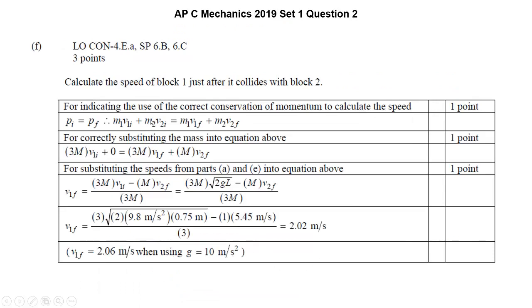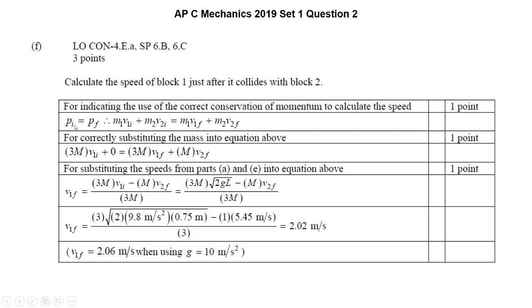Now they want to know the speed of block 1 just after it collides with block 2. Well, we're talking about a collision here, right? A collision. And hopefully, when you see a collision, you think momentum conservation. Right? So if you include the two blocks, it's a closed, isolated system, none of the mass leaves, and the forces are between the blocks, and therefore, momentum is conserved.